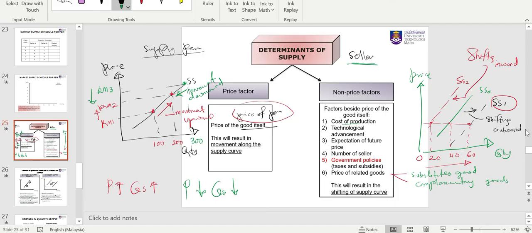While the opposite, if the technology destroyed, bukan teknologi makin mundur, destroyed. For example, all of a sudden we have tsunami ke, so banyak kilang-kilang musnah. Can we produce goods? No.